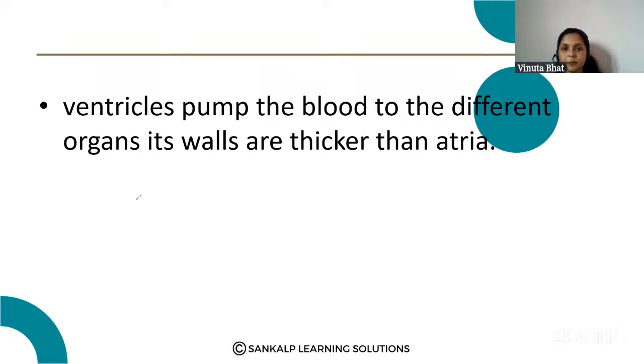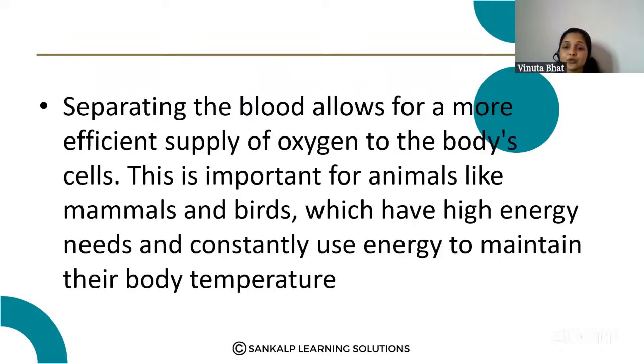Next one, separating the blood allows for more efficient supply of the oxygen to the body cells. This is important for animals like mammals and birds which have high energy needs and constantly use the energy to maintain their body temperature. For birds and mammals, they need more energy to maintain their body temperature constantly. So you know that human body temperature is constant, right? It is not changing with the environment.